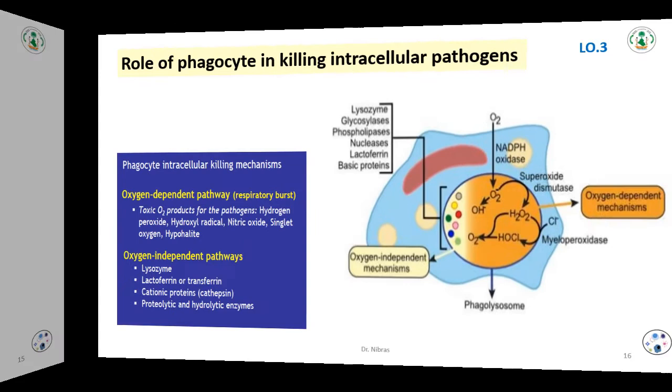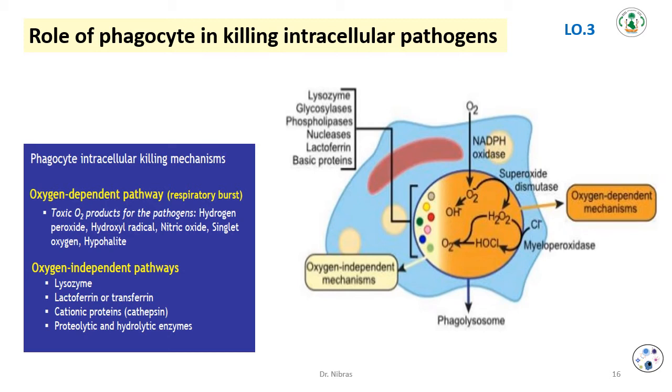Some phagocytic cells have a role in killing intracellular pathogens through the oxygen-dependent pathway, respiratory burst, and the oxygen-independent pathway through lysozyme, lactoferrins, transferrins, and other proteolytic and hydrolytic enzymes.